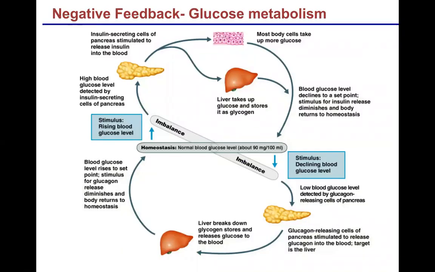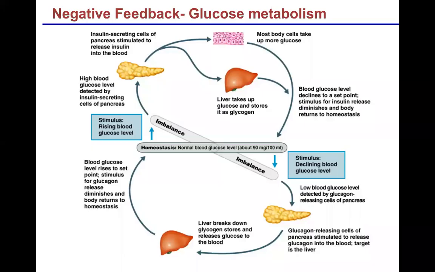The other very good example of a negative feedback loop is glucose metabolism. So sugar. I'm pretty sure many of you or all of you have heard of the organ called the pancreas. The pancreas is an organ which is part of the digestive system, and it produces two hormones. One is called insulin, the other is called glucagon.